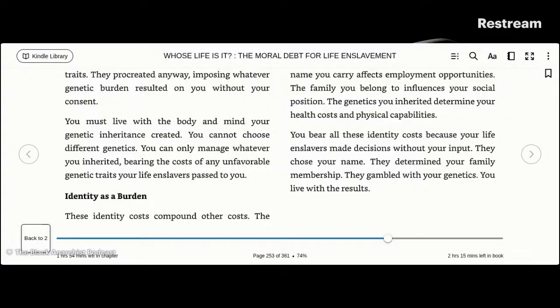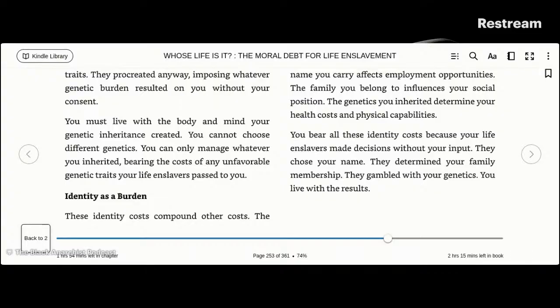Identity as a burden. These identity costs compound other costs. The name you carry affects employment opportunities. The family you belong to influences your social position. The genetics you inherited determine your health costs and physical capabilities.